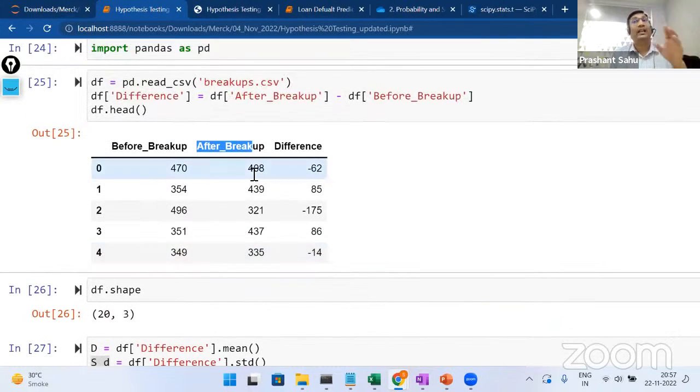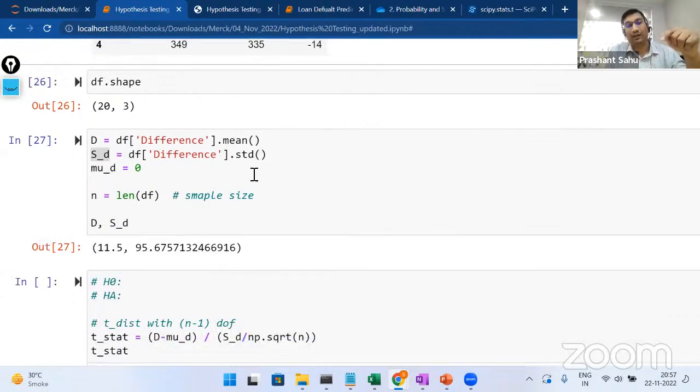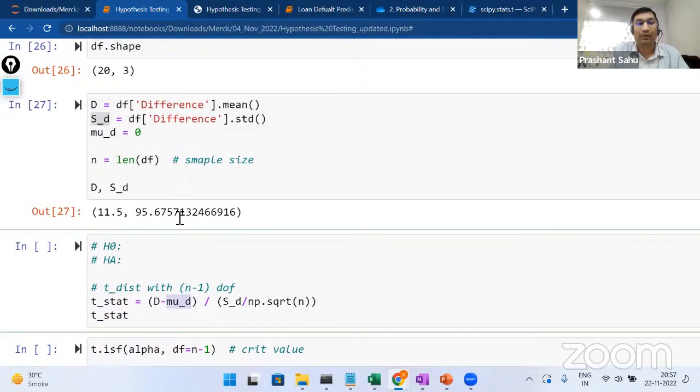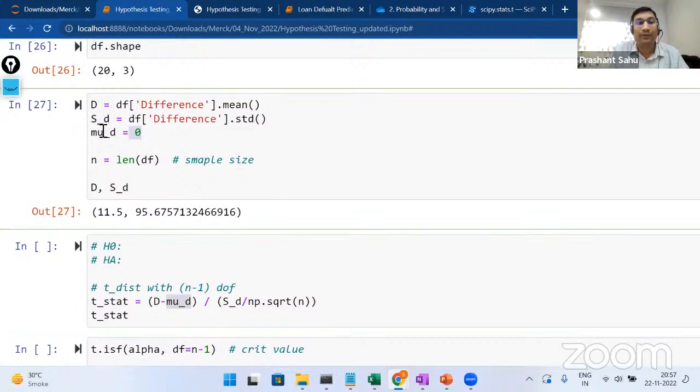I'm not saying greater by this much amount. If I say the people are drinking 100 ml more on an average after the breakup, then the mu will be 100. Right now mu is 0. Is this clear? Why did I take it to be 0 here?